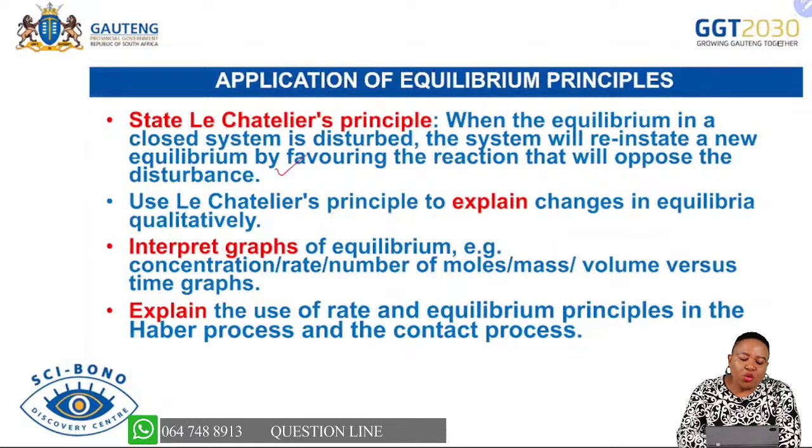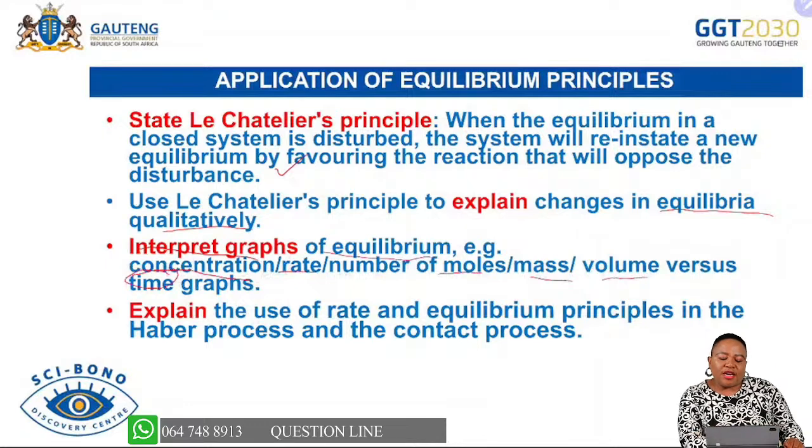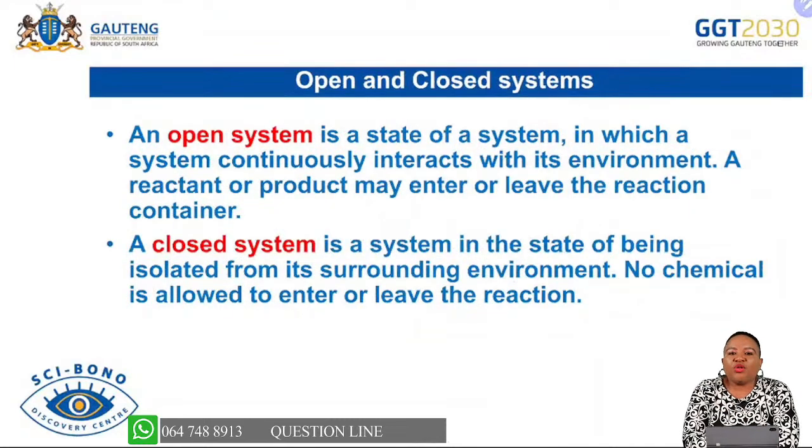We are also going to use Le Chatelier's principle to explain the changes in equilibria qualitatively and interpret graphs of equilibrium. For example, the graph of concentration, rate, number of moles, mass, or volume versus time. And then we are going to explain the use of the rate and equilibrium principle in the Haber process or the contact process. Now, let's look at the 2 definitions.